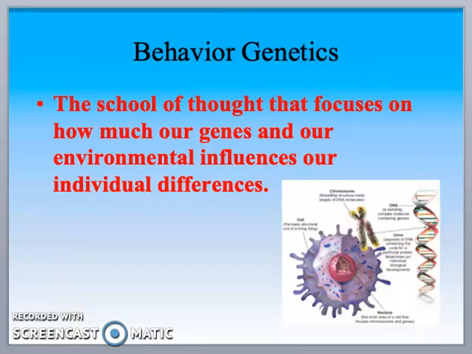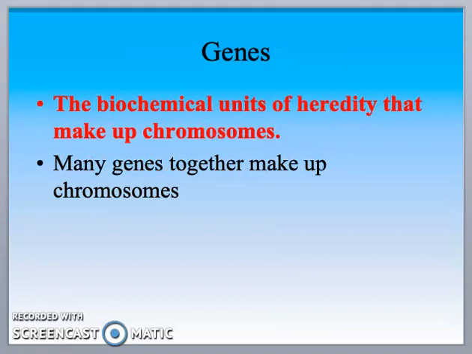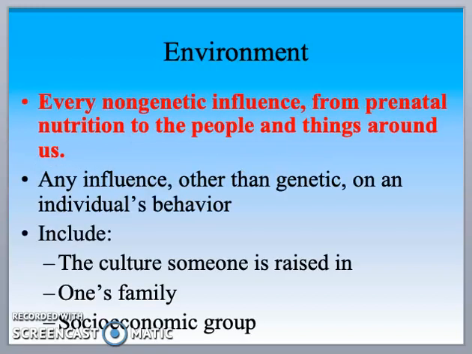Behavior genetics are the main foundation function of nature and nurture in psychology. Behavior genetics focuses on genes and environmental influence that create individual differences within each and every one of us. Genes are the biochemical units of heredity that make up our chromosomes. We all have 46 chromosomes within us, and we get 23 from our mother and 23 from our father that help to make up our genes.